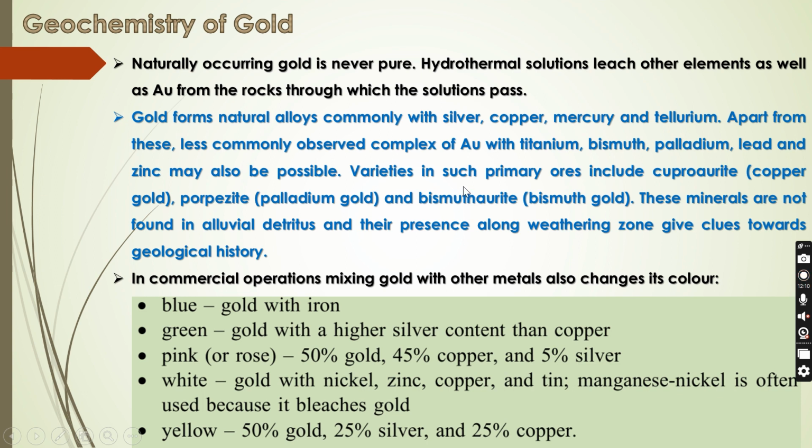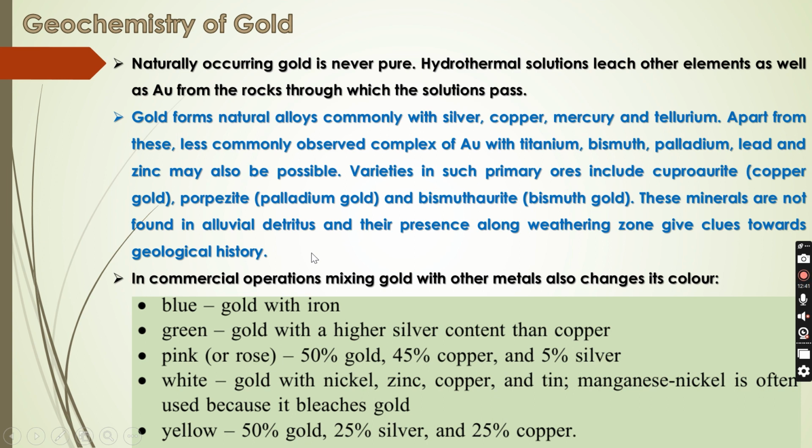impossible to get. Varieties in such primary ores include cuproaurite, whenever it is associated with copper, then porpezite for palladium rich gold, bismuthaurite for bismuth rich gold. So these minerals are not found in alluvium detritus, of course, but their presence along the weathering zone can give clues towards geological history. So it is primary in nature.